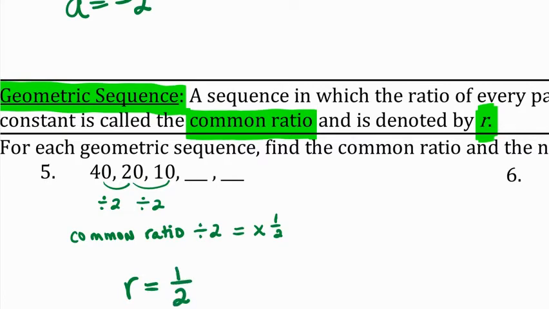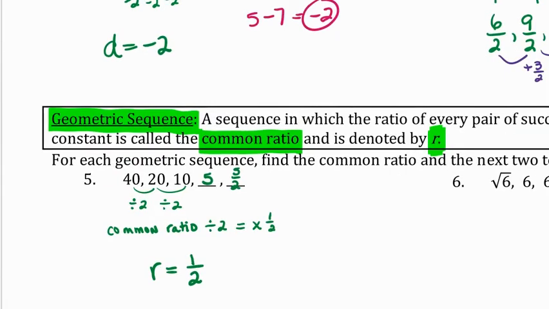Okay, so if I do the next one, 10 times 1/2, or divided by 2, would give us 5. And then 5 times 1/2, or 5 divided by 2, would give us, and just write it as a fraction, 5 halves. So there's our next two terms. Okay, so if it's division, just make sure you write your common ratio as a fraction.